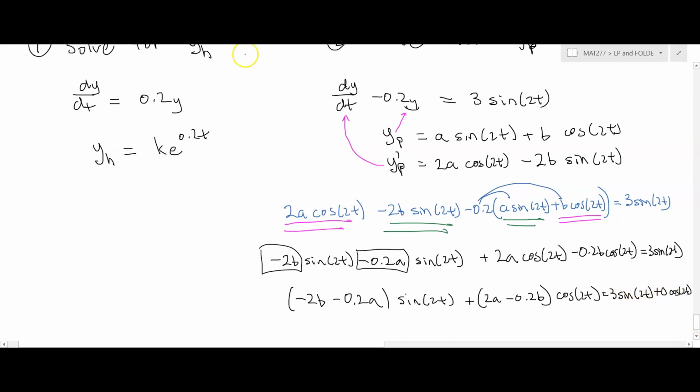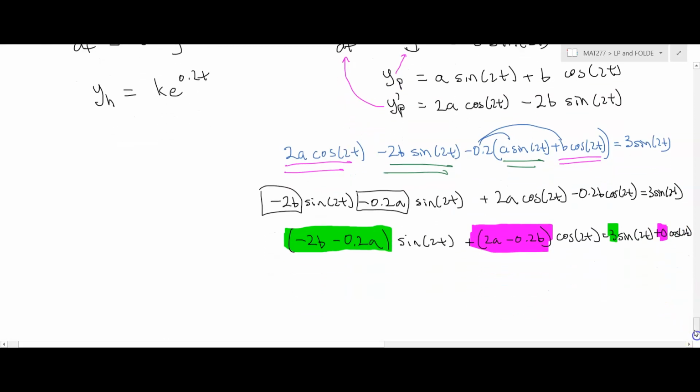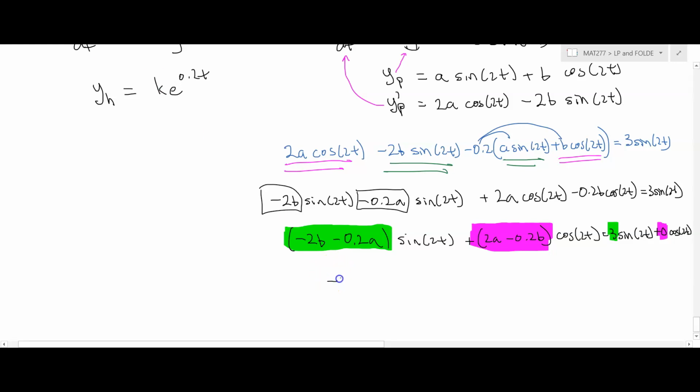And the reason I'm going to write that is because now I can equate the coefficients. I know that the coefficient of sine has to equal the coefficient of sine. I also know that the coefficient of cosine has to equal the coefficient of cosine. So this gives me two equations. This gives me negative 2b minus 0.2a equals 3. And it also gives me another equation, 2a minus 0.2b has to equal 0. So I have a system of two equations and two variables.